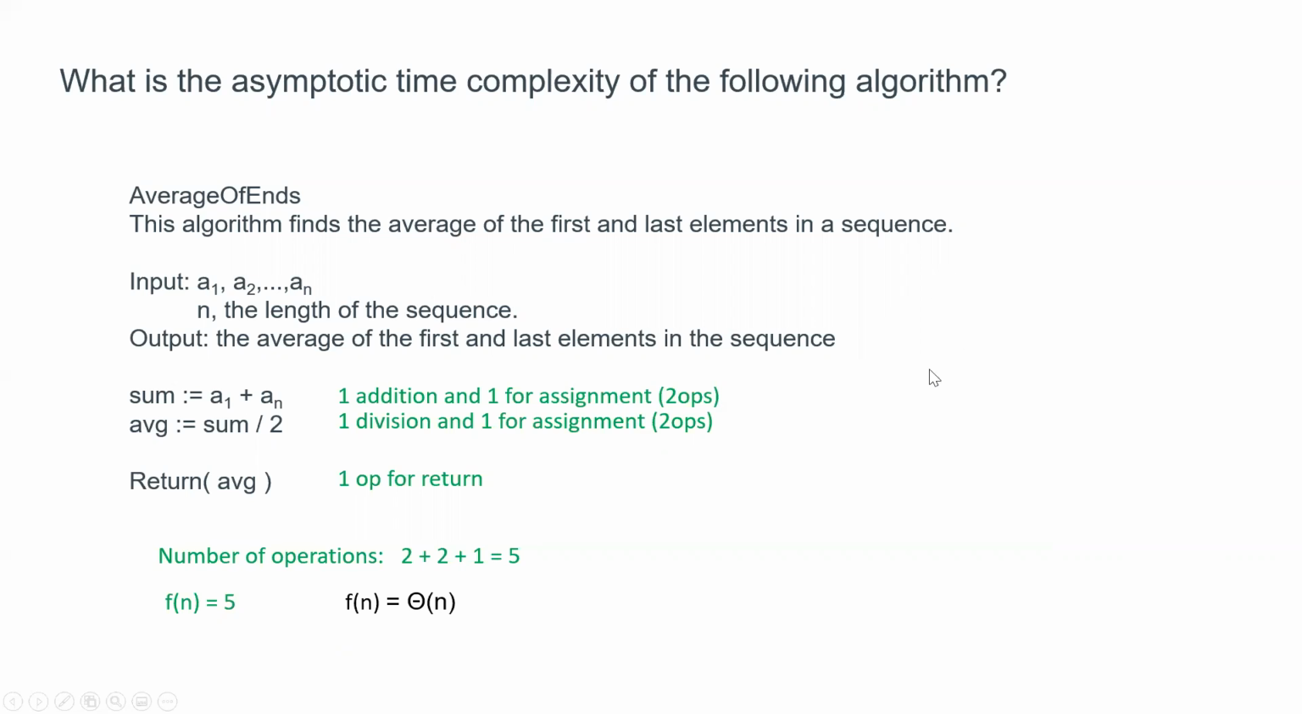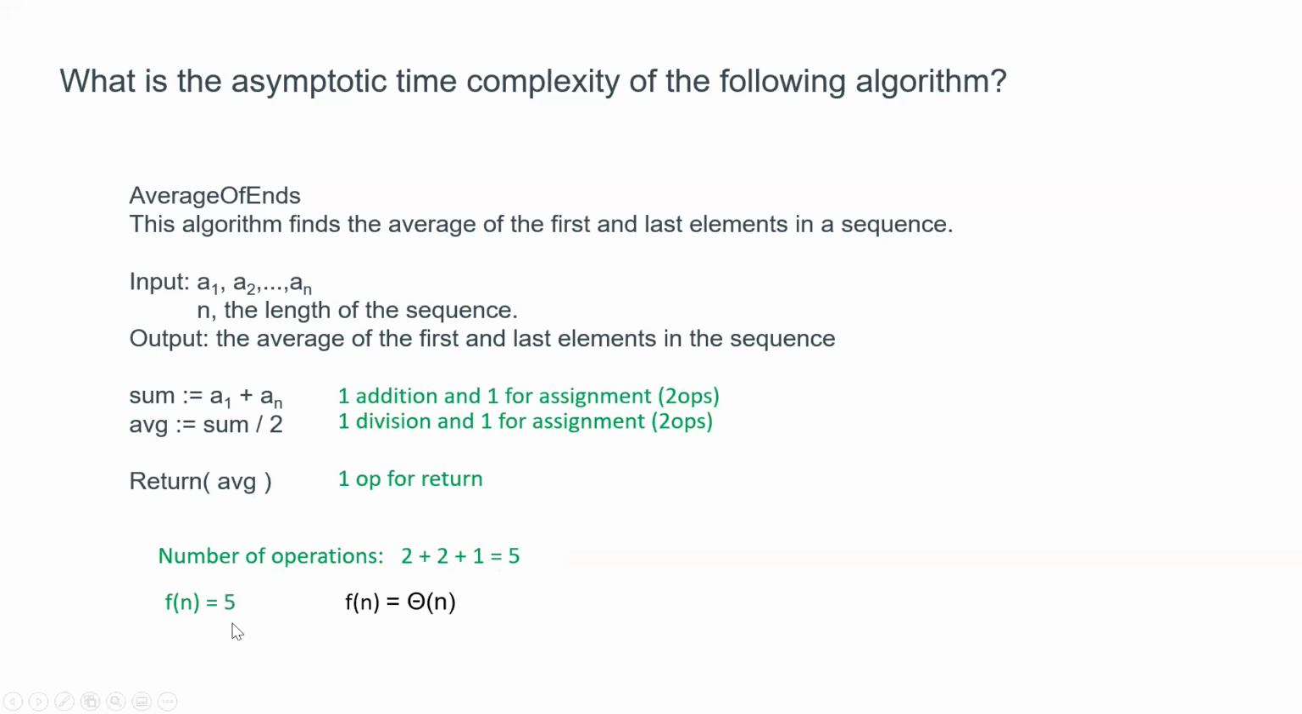Okay, let's look at this one. What's the asymptotic time complexity of this? We have an input of a sequence of numbers. We're just going to take the average of the first and last elements of the sequence. And so here are the instructions. Here we have 2 operations, addition and an assignment. And here we have a division and an assignment. So there's 2 on this first one, 2 on this one, and then here's a return, so that's 1. So it would be 2 plus 2 plus 1, which is 5. That would be the time complexity.